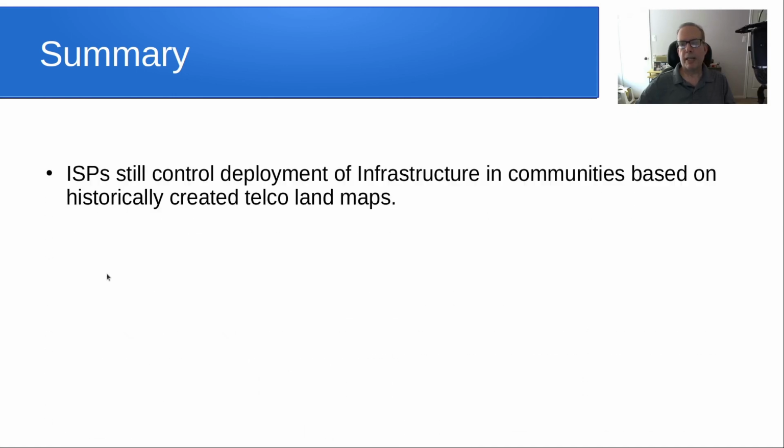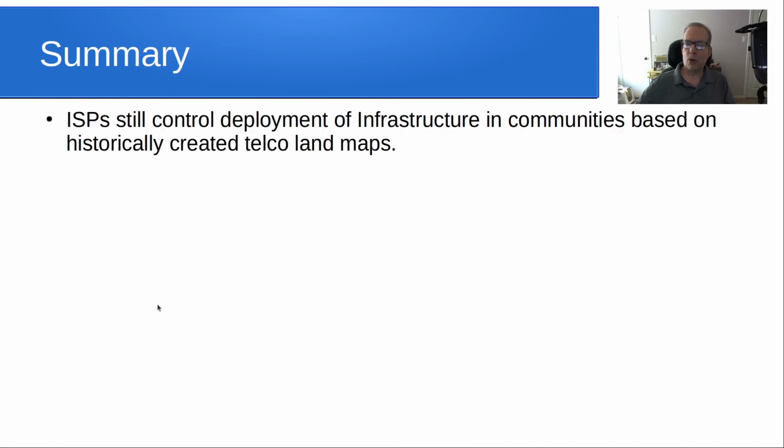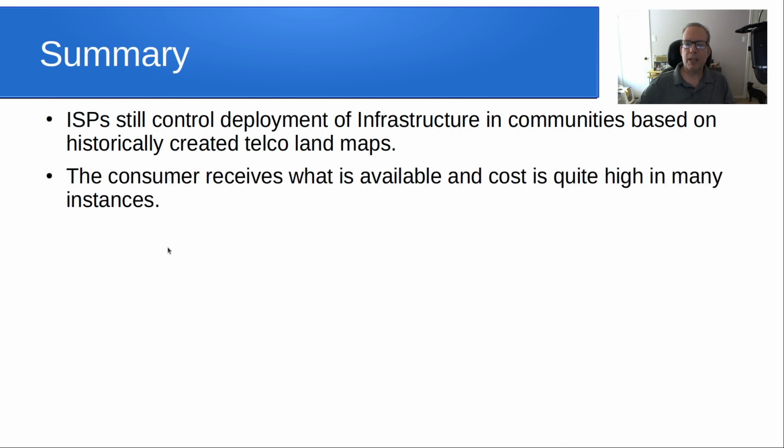Okay, so basically, in summary, ISPs still control deployment of infrastructure in communities based on these historically created telco land maps. Okay, they go way, way back, 50 and 60 years of how the world was covered. And the consumer receives what is available, and cost is quite high in many instances. I mean, I said what it costs for me here. In a lot of rural areas, you could be paying way more.